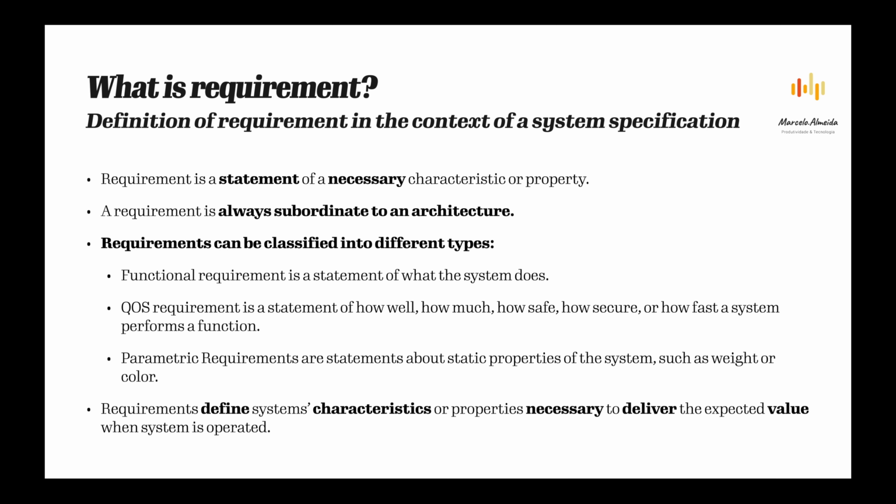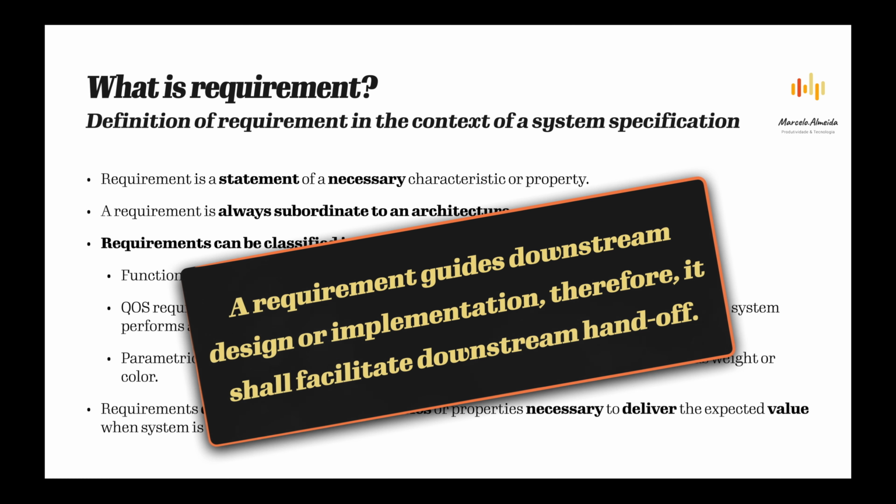You need to strive to understand the users of your spec so that you write a better spec. If you think about a requirement, then we can update that definition by saying, yes, it is a statement of a necessary characteristic or property. It is subordinate to an architecture, as we've discussed before. It can have types. Here I'm giving you 3 examples: functional requirements, quality of service requirements, parametric requirements, and it defines system characteristics or properties necessary to deliver the expected value when a system is operated. It is something that guides downstream design or implementation. Therefore, it facilitates downstream handoff.